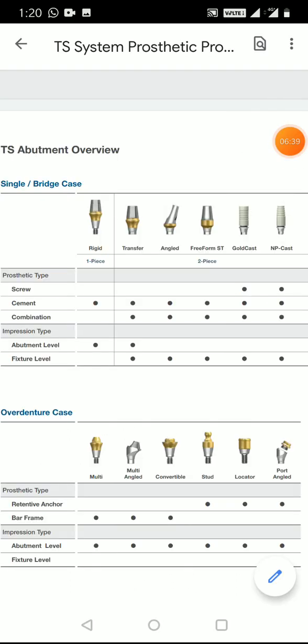The other kinds of abutment available for single or bridge cases are angled abutment, free-form ST abutment, gold cast and NP cast. For overdenture cases, you can have a multi-unit abutment, multi-angled abutment, convertible stud locator, and port-angled abutment.